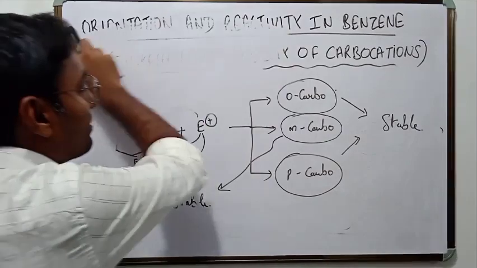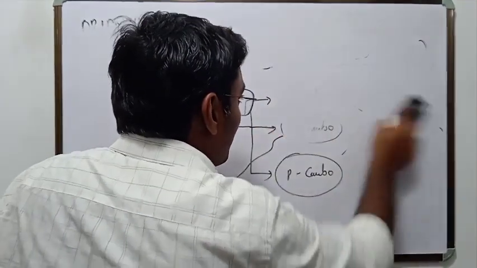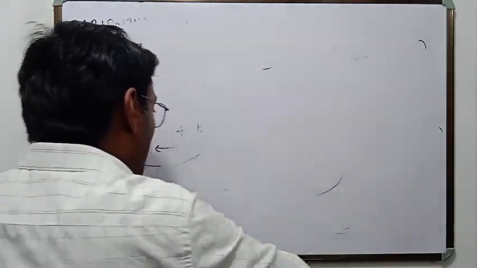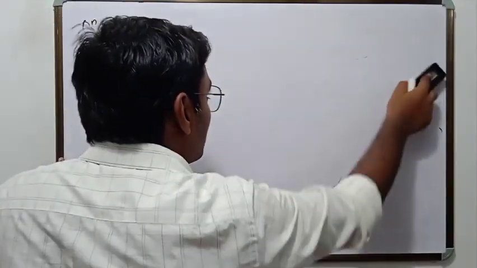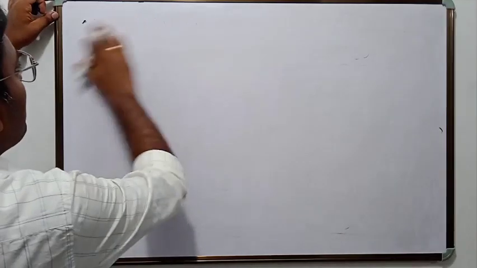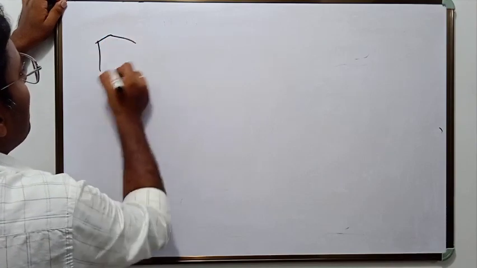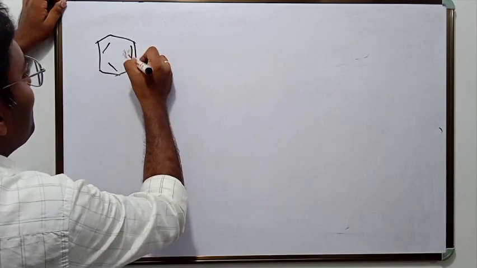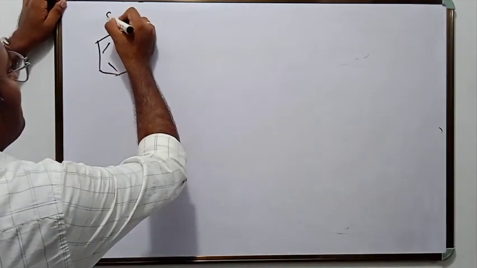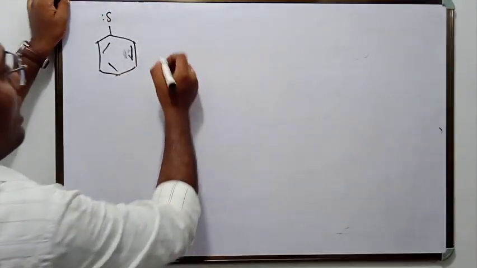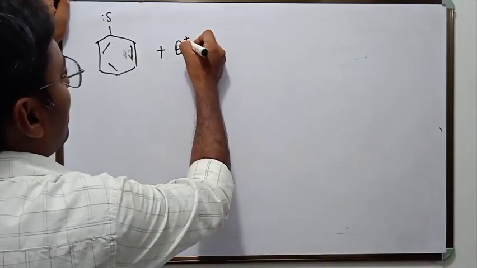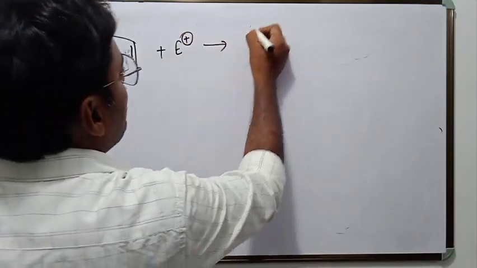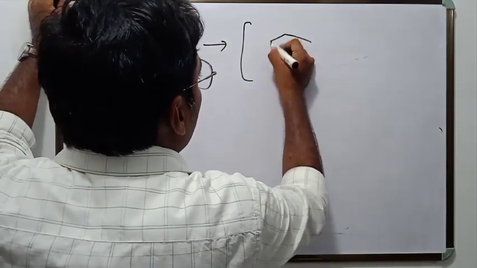Okay. So let me just rub the whole thing. As I discussed, we will first go for the benzene ring here. This is the benzene ring. Let me draw this fully. Now let me attach an electron donating group. Electrophile: allow it to attack at the ortho position. Let us see the carbocation that is formed.